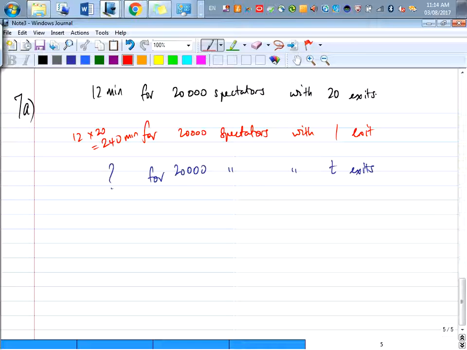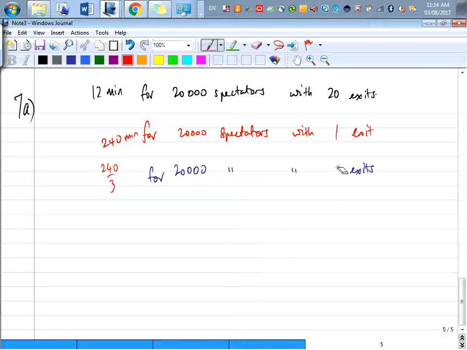Yiping, you know how I got 240 minutes? Yes. Okay, then now there are T exits. T is just a letter representing a number. If you are very uncomfortable with T, let's just consider, what if T is now equal to 3? For example, if there are 3 exits, and then we are comparing this one, 240 minutes for 20,000 spectators with 1 exit. Now, if there are 3 exits, do you expect more or less time? Less time lah. So if this is now equal to 3, then what will the time be? 240 over 3, right? Agree or not?